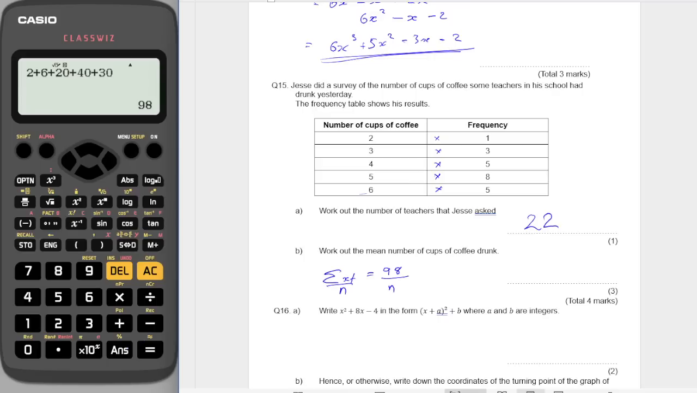So that's going to be equal to 98 divided by 22. So I'll do that separate sum. 98 divided by 22 is going to be 4.45. So I've made a mistake here. So that should have been 9. So my total was 101. And then 101 divided by 22 is what I was looking for.